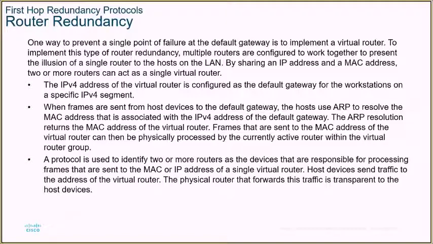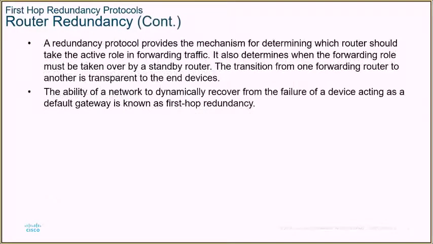A protocol is used to identify two or more routers as the devices that are responsible for processing frames that are sent to the MAC or IP address of a single virtual router. Host devices send traffic to the address of the virtual router. The physical router that forwards this traffic is transparent to the host devices. So a redundancy protocol provides a mechanism of determining which router should take the active role in forwarding traffic. It also determines when the forwarding role must be taken over by a standby router. The transition from one forwarding router to another is transparent to the end devices again.